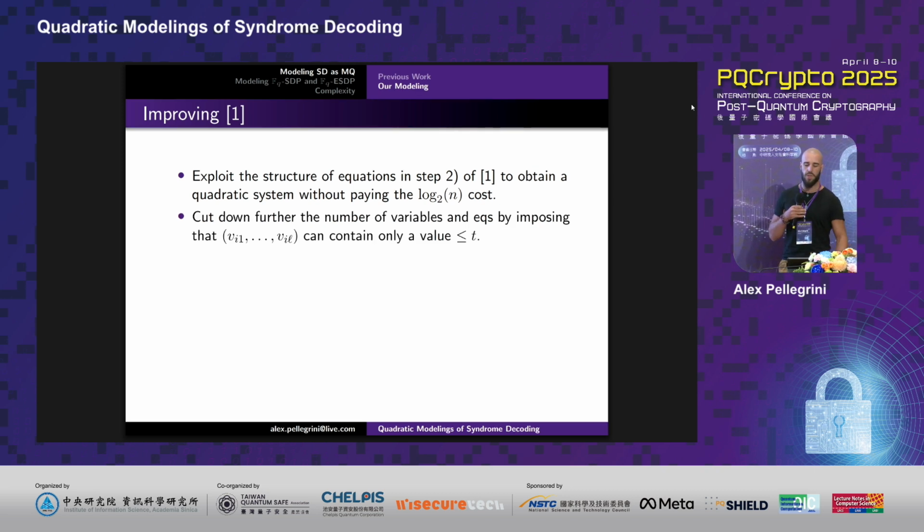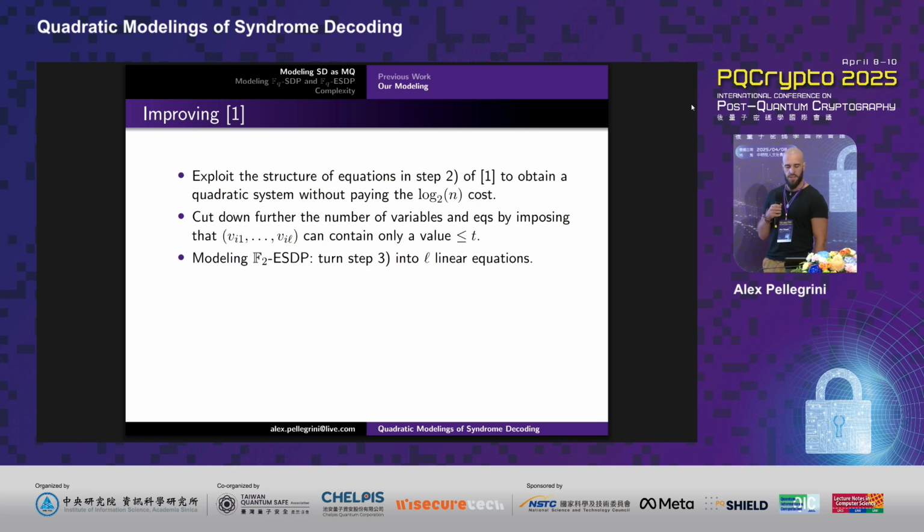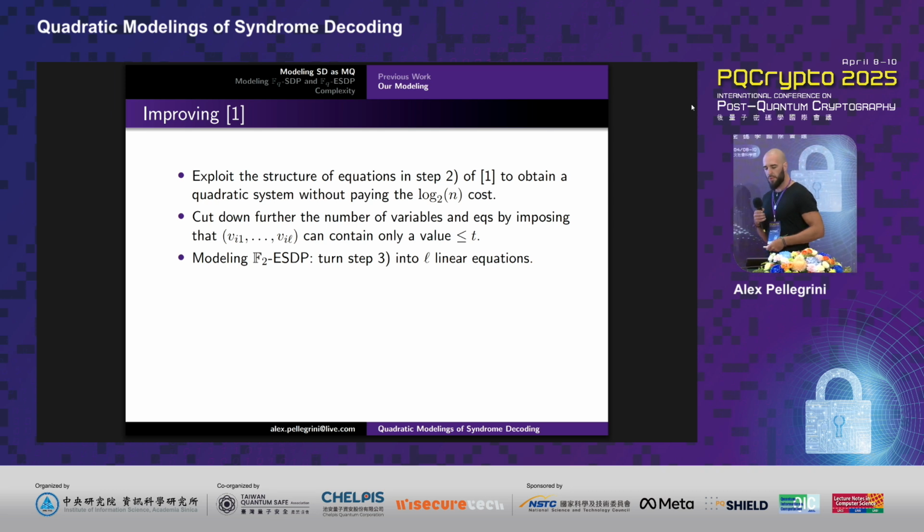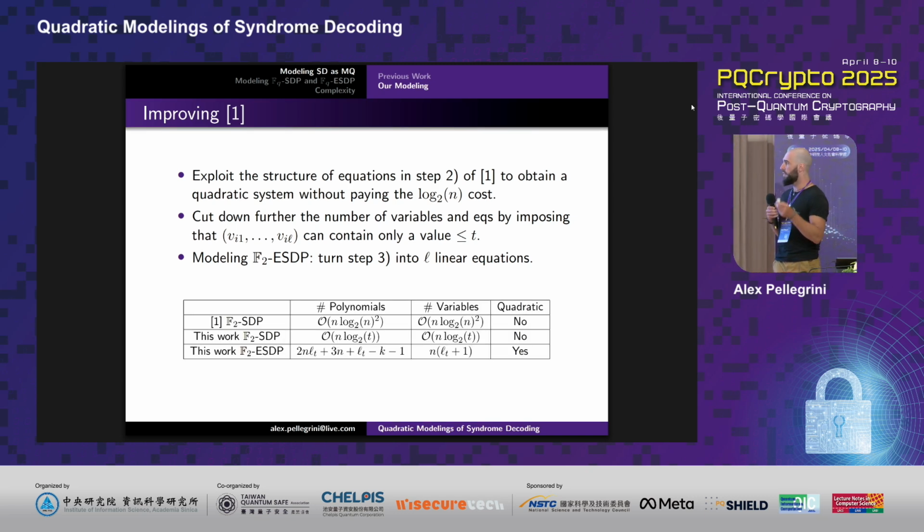Then it's also possible to cut down further the number of variables and equations by just requiring that each partial weight must contain a value at most t, right? That's actually better, that can be done. And for the exact weight syndrome decoding problem over F2, we can also turn step 3, the extra equation of high degree that checks that the actual weight is less than or equal to t, into L linear equations.